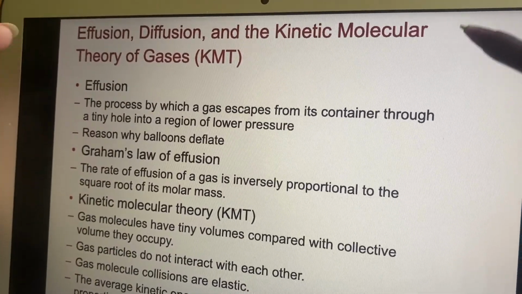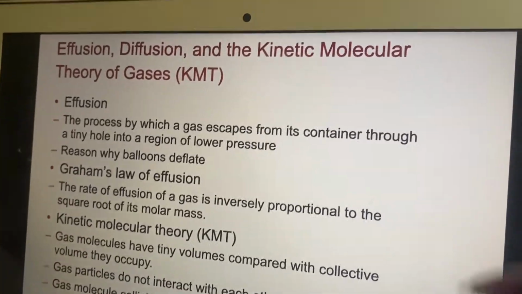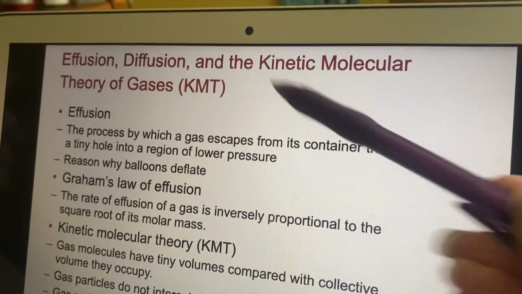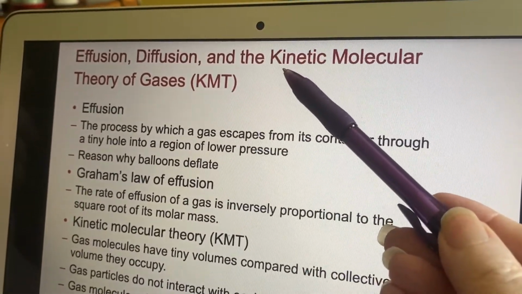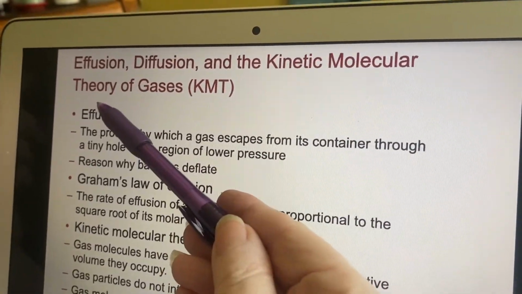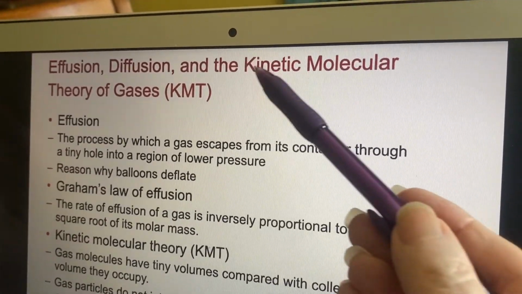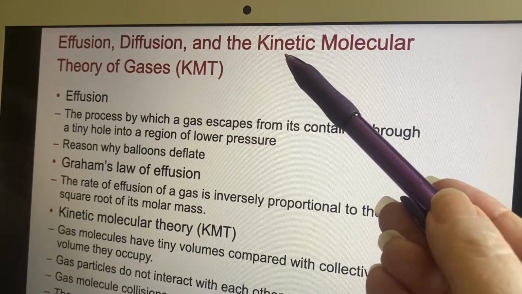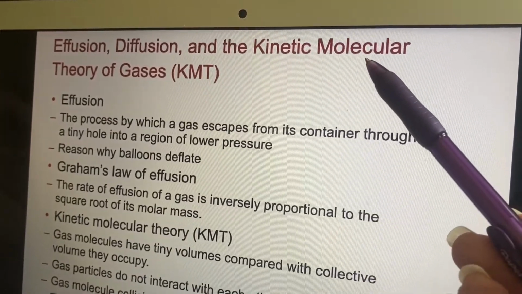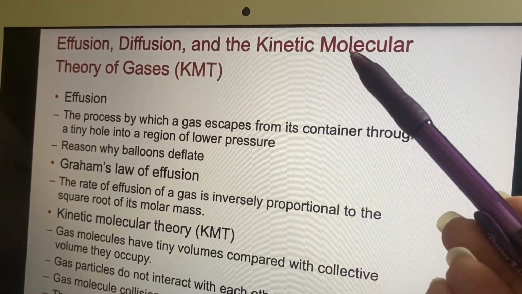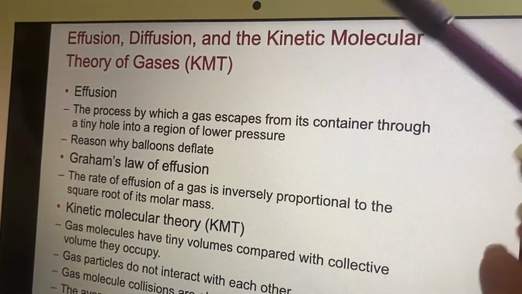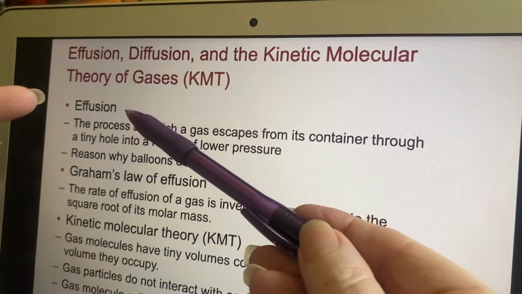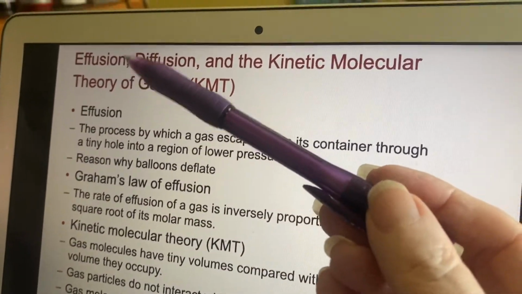Now, overall, what we call all of the stuff that we're talking about in terms of the way gases behave, we call it KMT, kinetic molecular theory. Lots of times we don't want to say the whole thing, but we're talking about the fact that gases are in motion all the time. Their individual molecules or atoms are always in motion, and they explain all sorts of things that gases do, including effusion and diffusion.